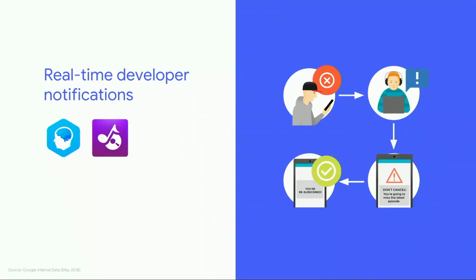Brain training app Elevate says real-time developer notifications have helped them identify the exact moments a user cancels so they can remind them of the benefits of a subscription and entice them to resubscribe. And music streaming app Anghami loves real-time developer notifications because it lets them predict subscriber churn in real time and quickly target canceling users with win-back offers. The bottom line is, for developers serious about retention, real-time developer notifications have become a must.